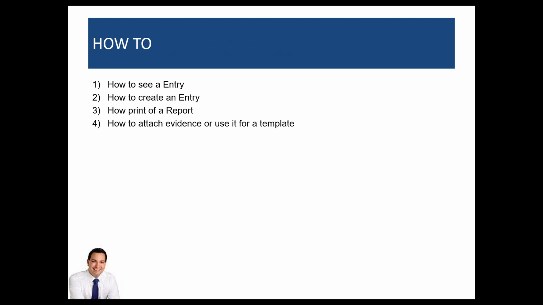So let's have a look at four things. The first thing is how to see an entry. The second thing is how to create an entry. The third is how to print a report. And the fourth is how to attach evidence or use it as a template.